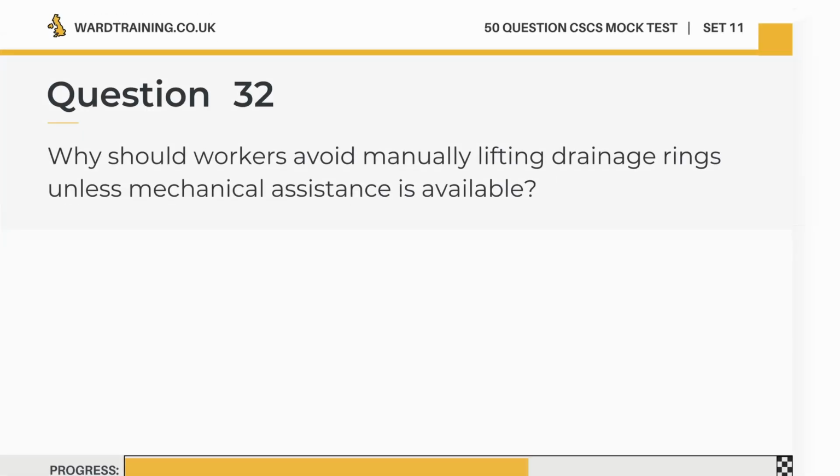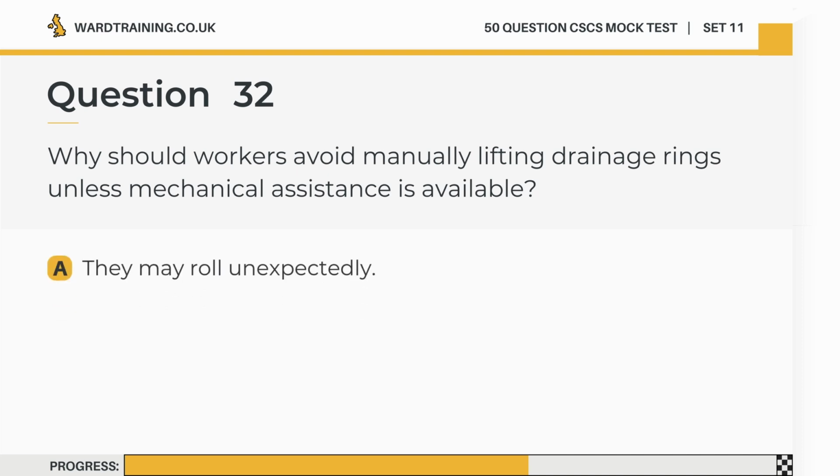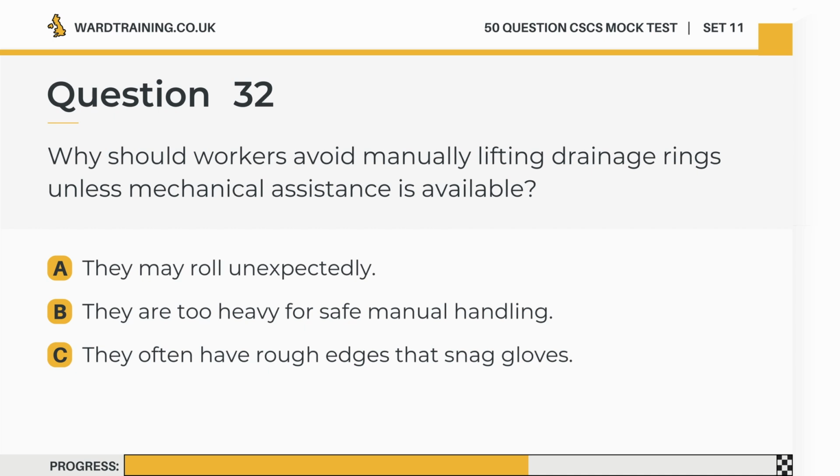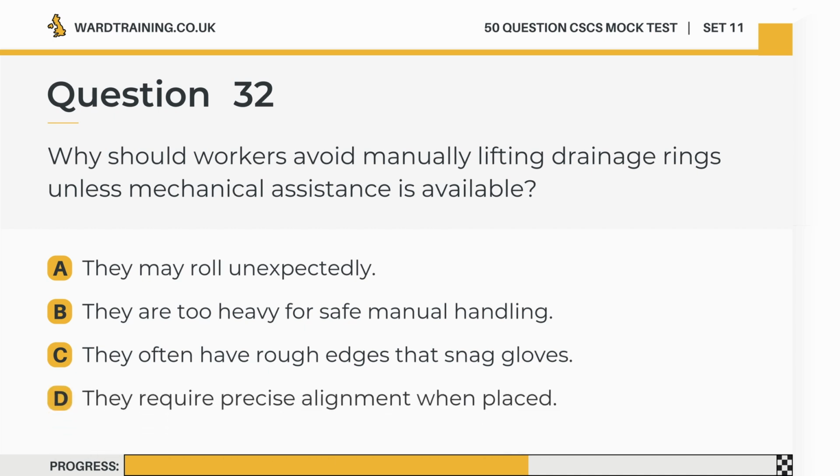Question 32. Why should workers avoid manually lifting drainage rings unless mechanical assistance is available? A. They may roll unexpectedly. B. They are too heavy for safe manual handling. C. They often have rough edges that snag gloves. D. They require precise alignment when placed.